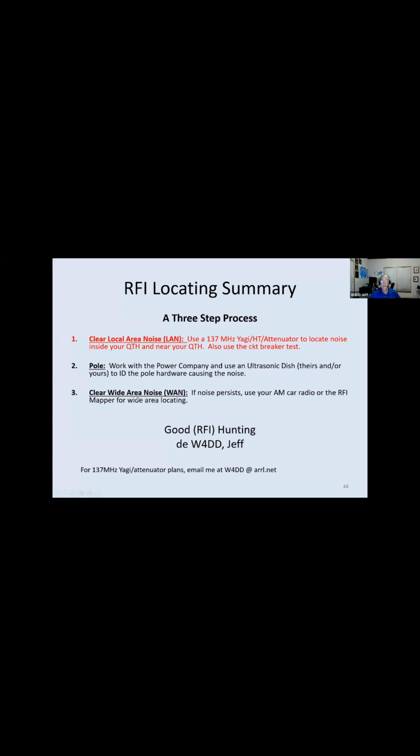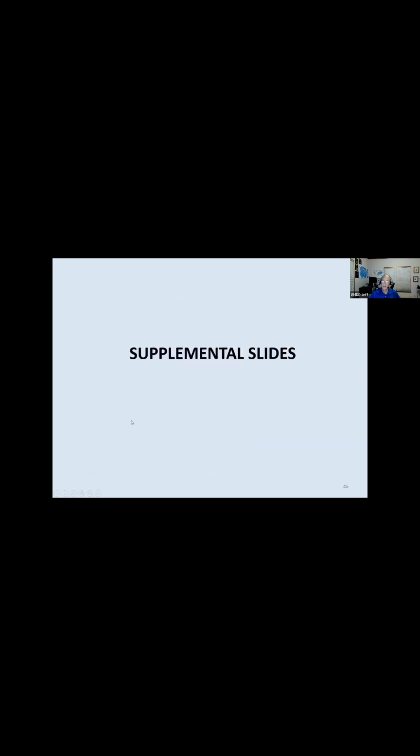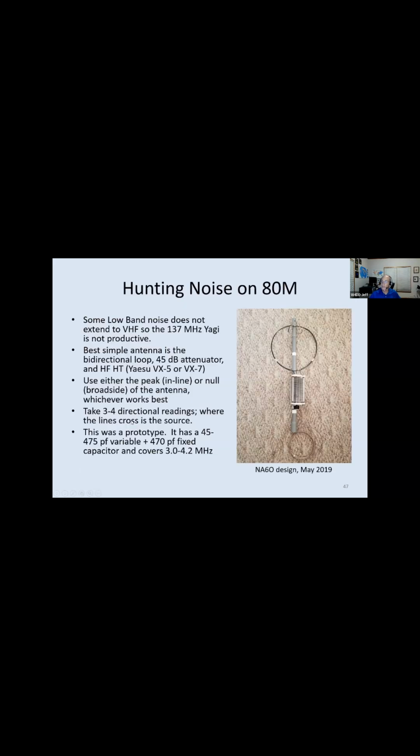And then lastly, I think it's a wide area noise, the ham has a tower and a beam and needs to cover a lot of area or get a kind of a picture of what's going on. I use the RFI mapper or the AM car radio. So those are the three tools I use kind of day in, day out for RF stuff, noise wise. Let me see if there's something else here.